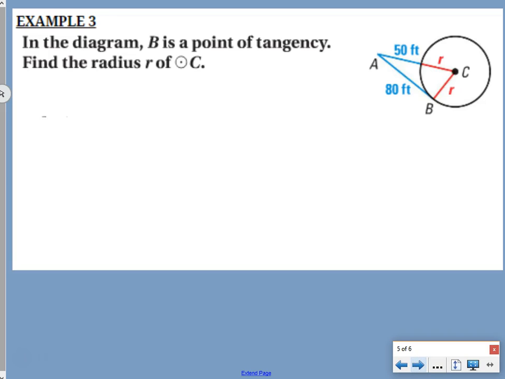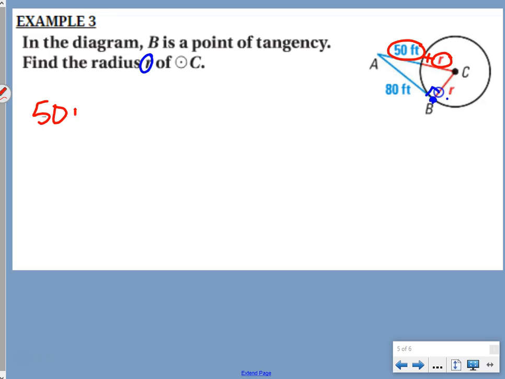Next example, in the diagram, B is a point of tangency. So right here we know this point is tangent to the circle, which means this angle right here with the radius and the point of tangency is a right angle. Find the radius R of circle C. Again, we're going to be using the Pythagorean theorem, but just the regular Pythagorean theorem this time. Right here, 50 feet plus R is our hypotenuse.